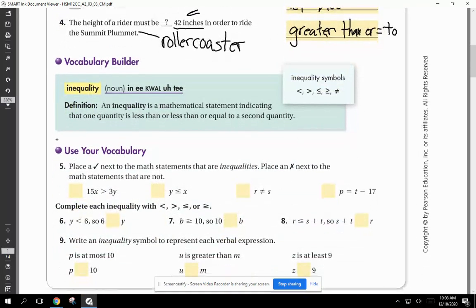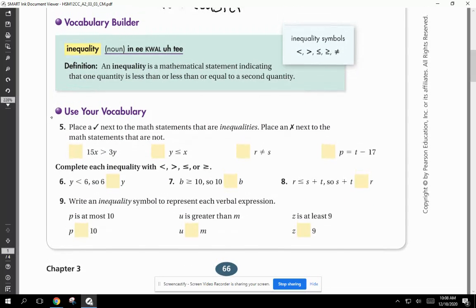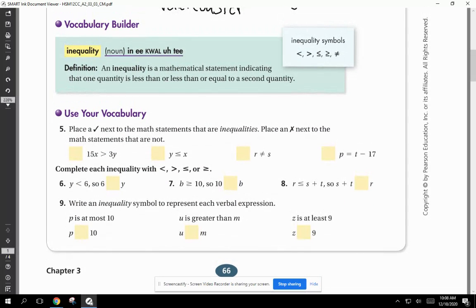Next part. Inequality. What is inequality? It's a great definition here. And these are the ones I wrote above. You have less than, greater than, less than or equal to, greater than or equal to, and the word not equal. This means not equal, right? We're going to study everything here today, but we're not going to use the equal sign. So we won't be using that when we graph today.